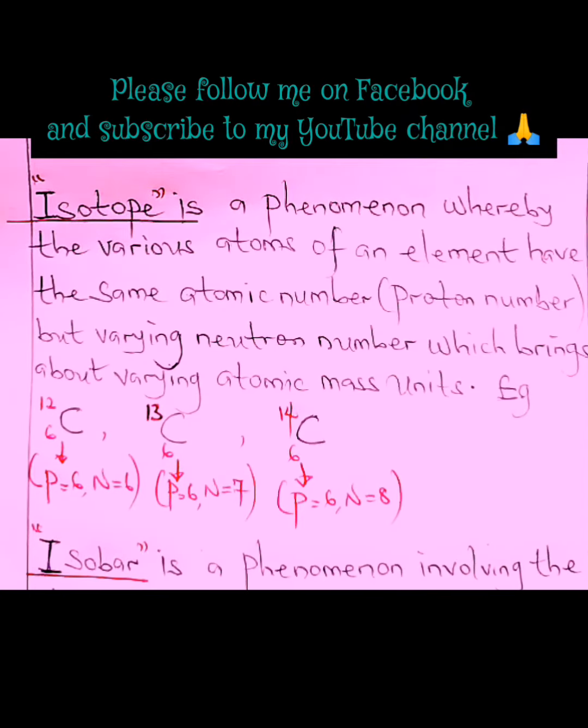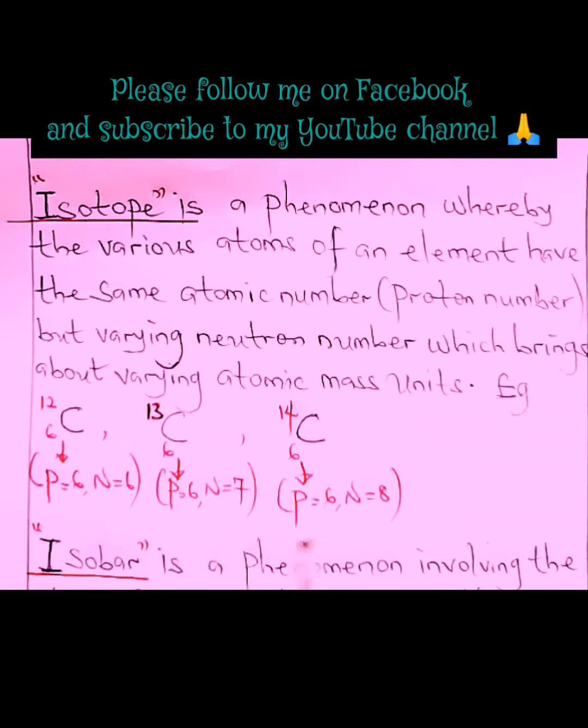Now we talk about isotopes. An isotope, as we have said, is a condition whereby the same element, that is a particular element, not different elements, has different atomic masses but the same atomic number. Now, why do we have that? The reason for this phenomenon is simply this.